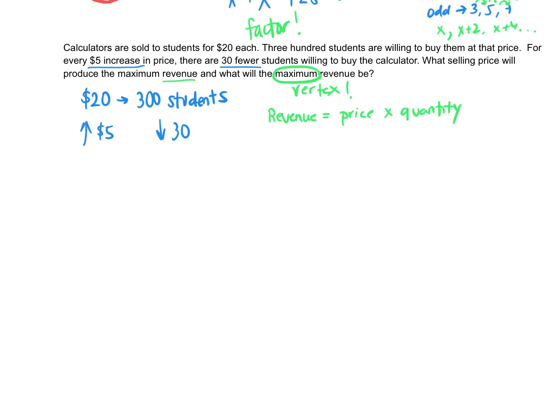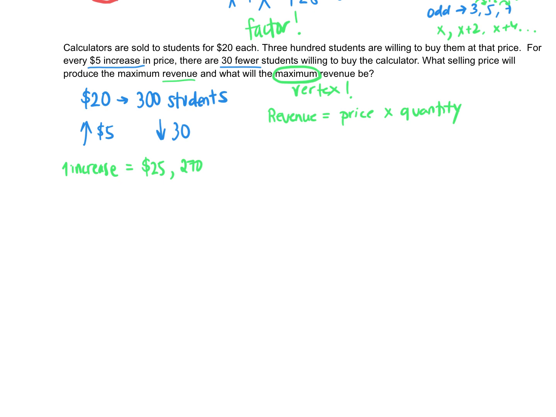Or alternately, maybe we drop the price a little bit, get more students buying to maximize. We don't know what the best scenario is here. Now, let's just visualize what this information means. So for $20, we have 300 students. Let's increase the price one time. One increase will result in $25 for the calculators, 20 plus 5, and 300 minus 30, so $270 for the students.